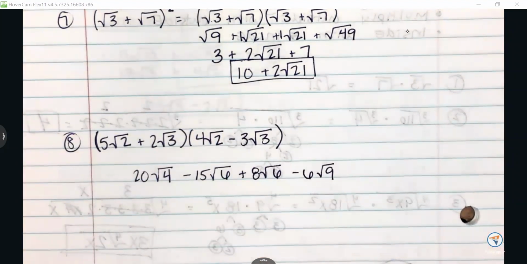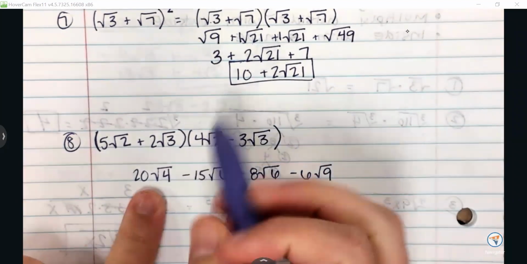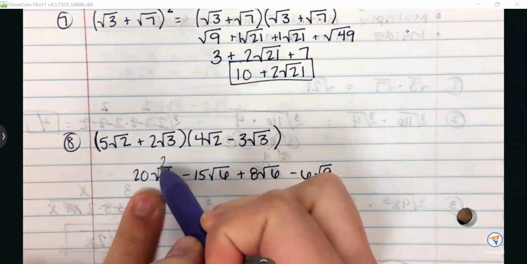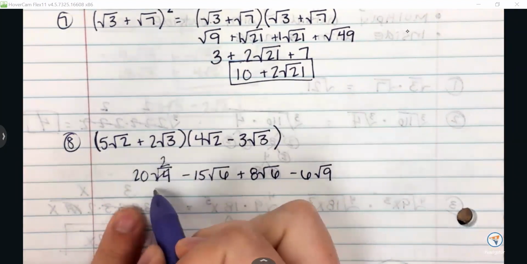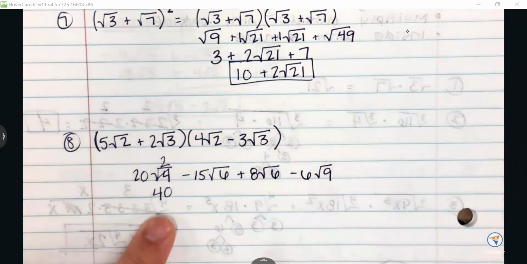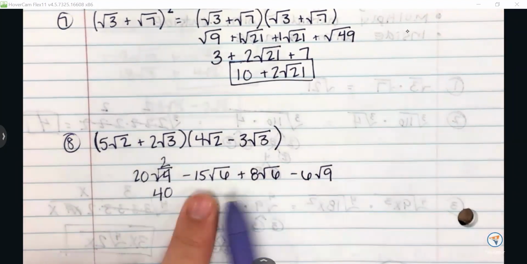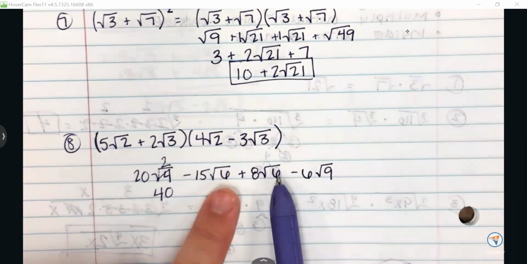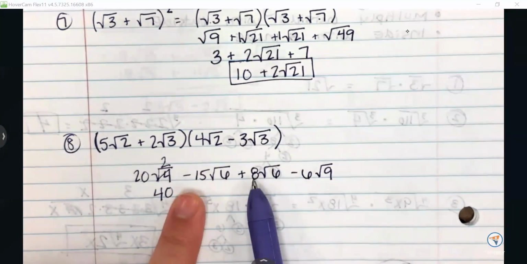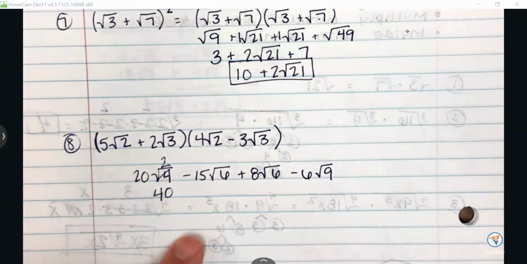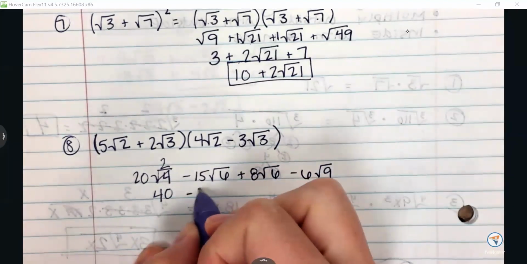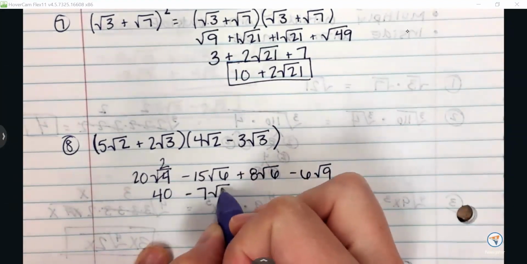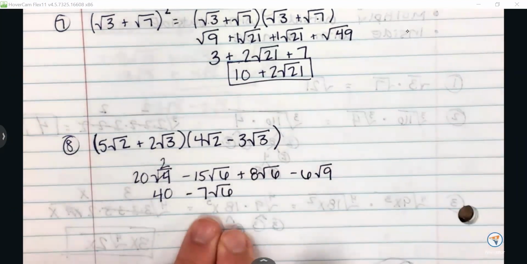So let's break it down. What is the square root of 4? 2. What is 2 times 20? It is 40. Okay. Now, here's adding. So they have to have the same inside. Since they both have a square root of 6, I can actually do what it says. So what is -15 plus 8? -7. -7 square roots of 6.